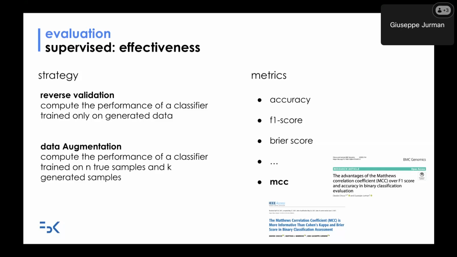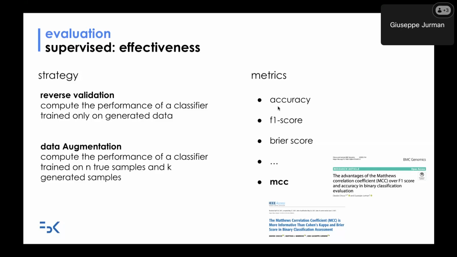And the other one is data augmentation: compute the performance of a classifier trained on true samples and only k generated samples. By mixing the number of true samples and the number of generated samples, you may assess in a proper way how important the synthetic data are to enhance your classifier.